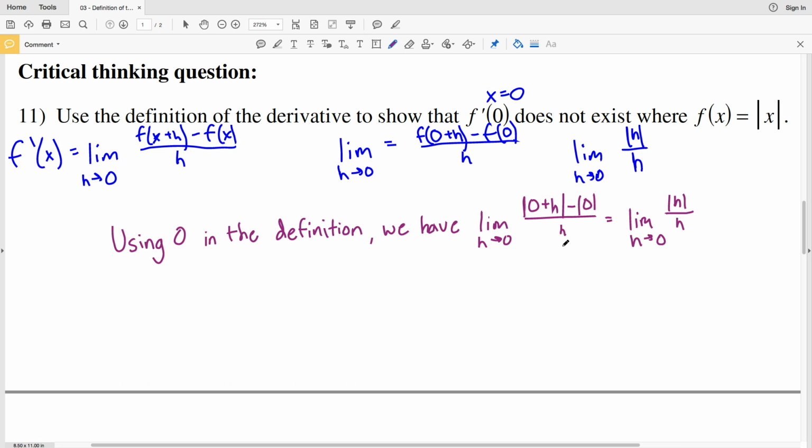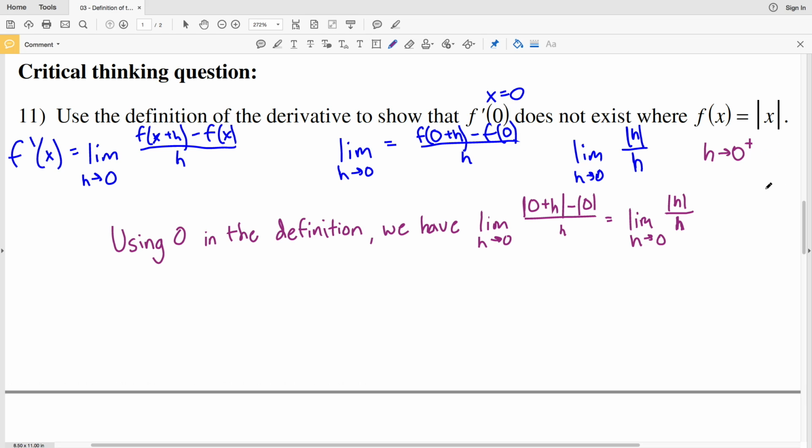So using 0 in the definition, we get the limit as h approaches 0 of the absolute value of h over h. But that limit does not exist because as we approach 0 from the right, we're going to have a positive value over that same positive value, which is going to be a positive 1. And as we approach 0 from the left, that's going to be a positive value over that same value, but negative. So that's going to be a negative 1 for the limit.